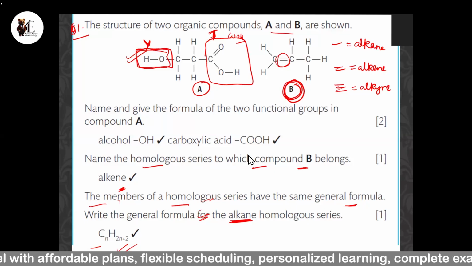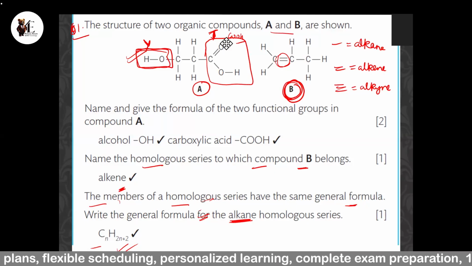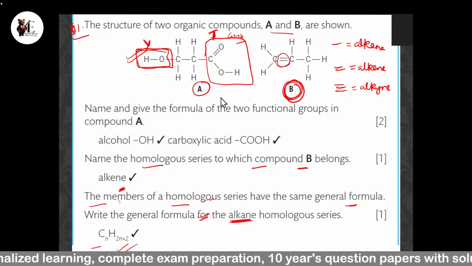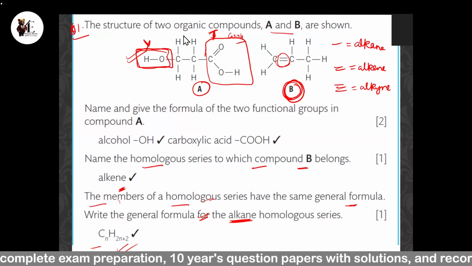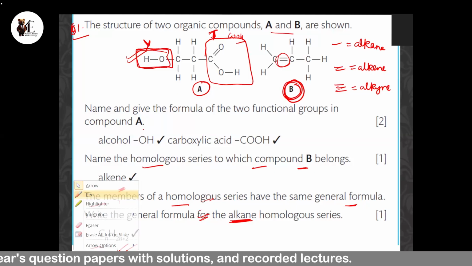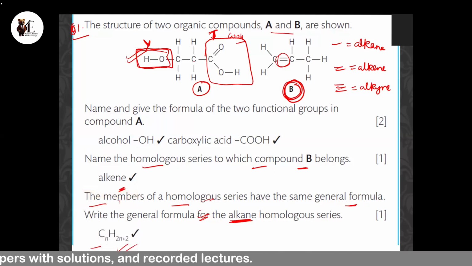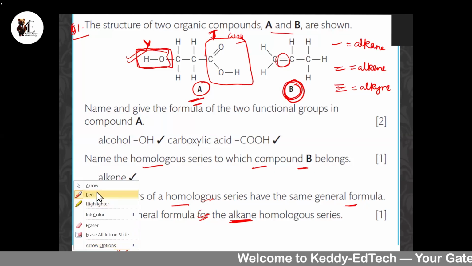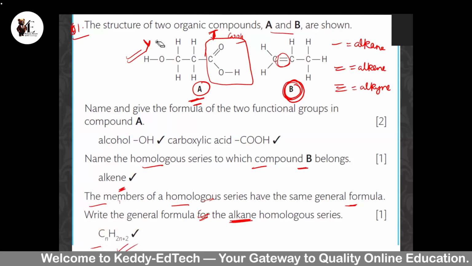Ma'am, the first structure, where the alcohol and the carboxylic acid are bonded, what is it called? In the first structure A? I mean the whole structure. What is the IUPAC name of this structure you are asking?